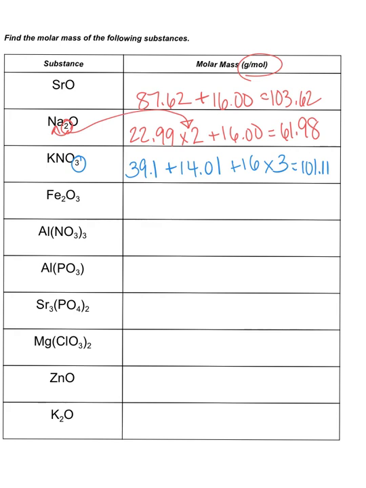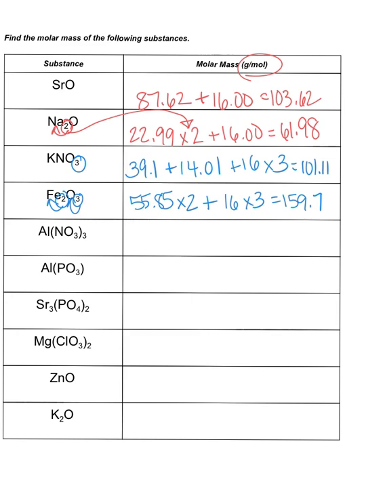Next one is Fe2O3. This 2 acts just on the Fe, and this 3 acts just on the O. So I'm going to take the molar mass of Fe, which is 55.85 times 2 plus 16 times 3. I put it all together and get 159.7. So 159.7 is going to be the molar mass of it. That's how I find the molar mass of Fe2O3.